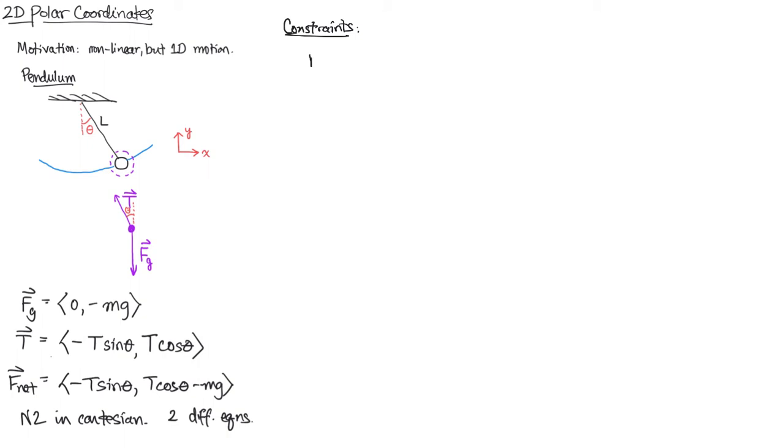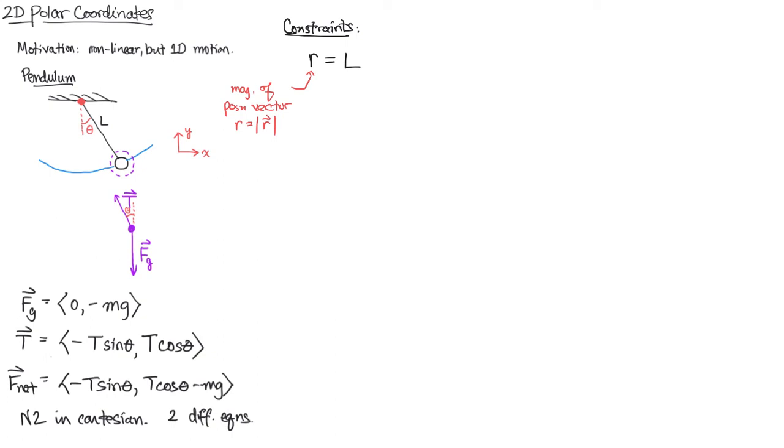Number 1, we have this constraint that the distance from the origin is a constant L. Where is my origin here? Let's make it at the pivot. So r is equal to the magnitude of the position vector. And what we see is that the position vector of the bob always has magnitude capital L, which is the length of the string.